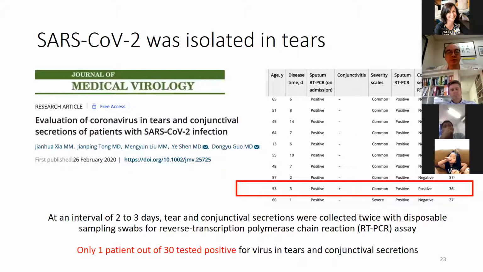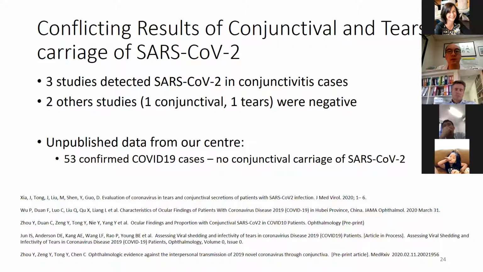However, transmission of COVID-19 through tears secretion has been controversial. This publication in the Journal of Medical Virology showed that 1 out of 30 COVID cases tested positive for the virus in tears and conjunctival secretions. However, other studies did not show similar results. At the moment, only 3 studies detected SARS-CoV-2 in conjunctivitis cases, whereas 2 other studies, including one using Schirmer's test to look for tears carriage, were found to be negative.